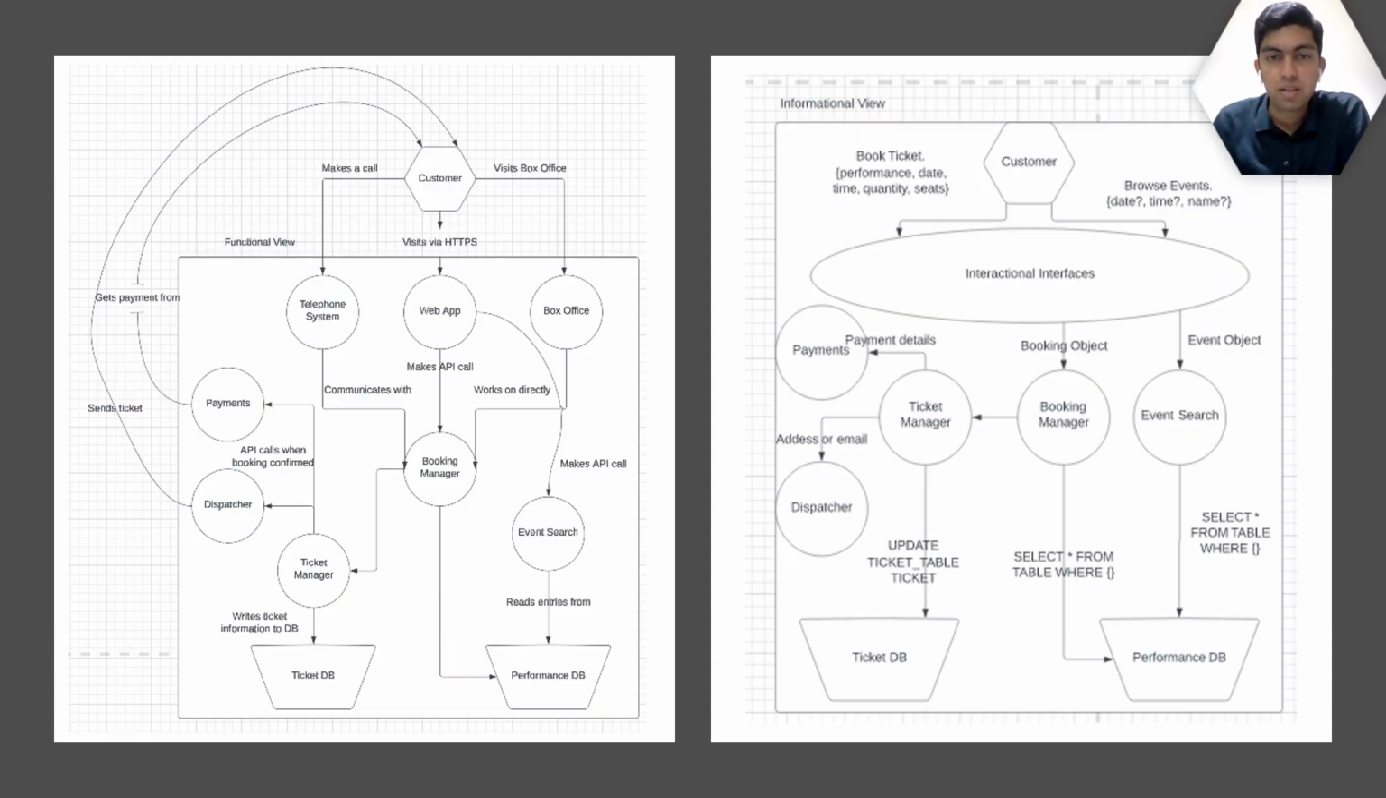In this exercise, we were presented with the task of designing a ticket booking system for the Royal Albert Hall. As you can see on the slides, we created multiple views for the architecture, including the information view and the deployment view. Here you can see how the ticket manager, the booking manager, and the customers can interact with the system and how the data is stored on the databases.